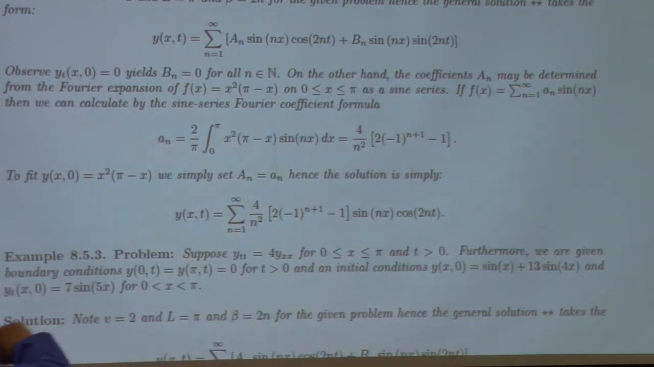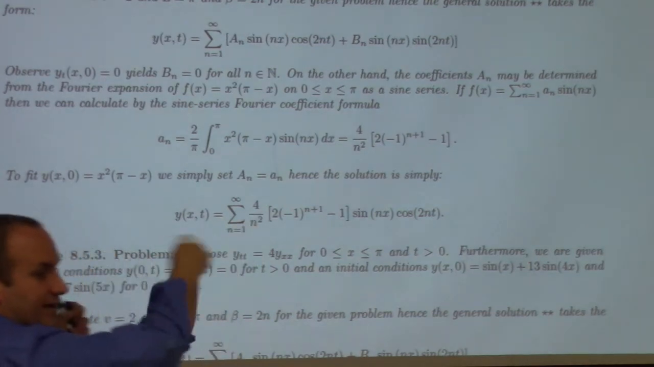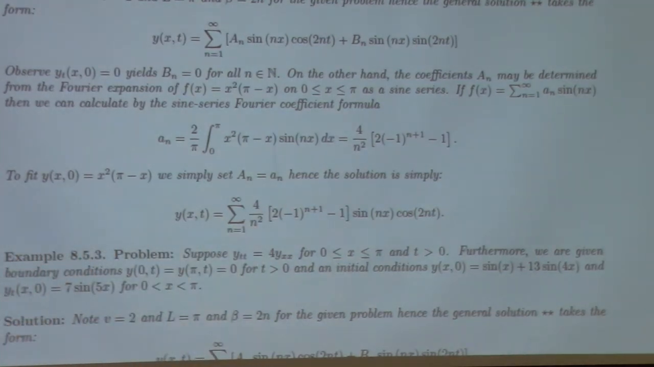That's right. I need the initial shape of the string and also the initial direction in which the string is moving at each point. I need both of those things to solve this. That's right. And dy/dt at x, 0 equals 0. So it's initially like frozen, I guess.